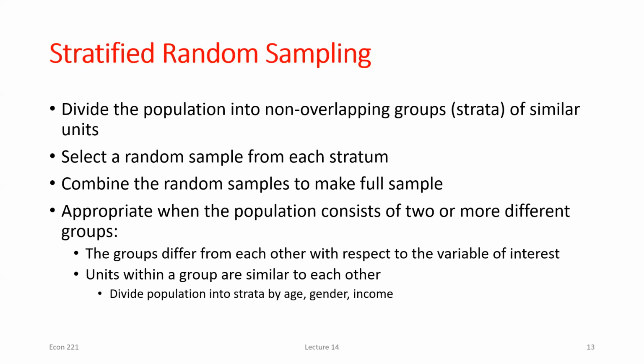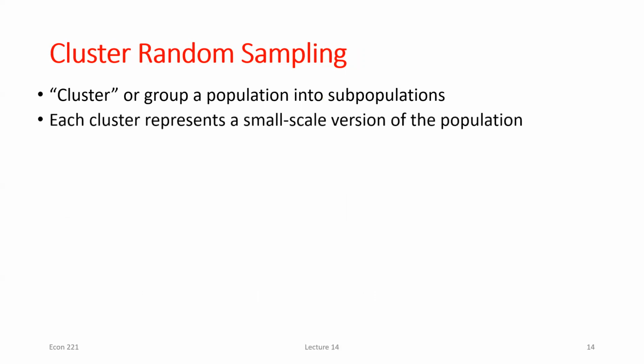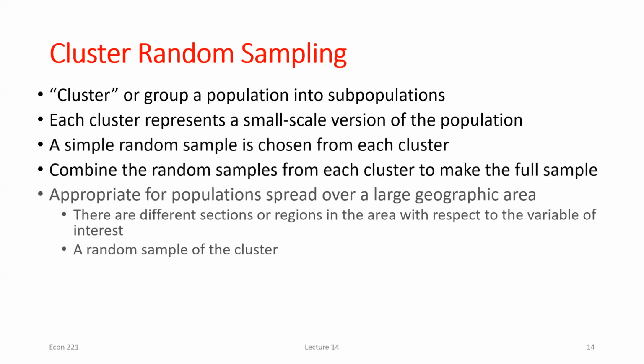Okay. Another very closely related idea is cluster random sampling. It's going to be the same thing. We divide the population into subgroups, but these subgroups are smaller-scale versions of the population. It doesn't separate people by characteristics. 99% of the time with cluster random sampling, the only difference is that we're doing this by geography. So it's the same idea, same setup. We break it down into different areas.